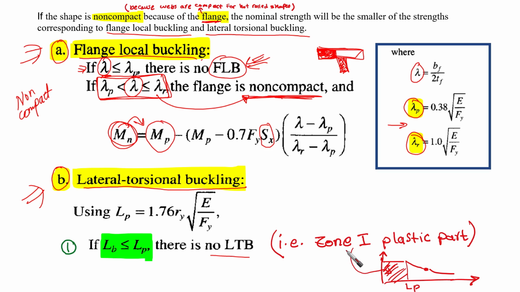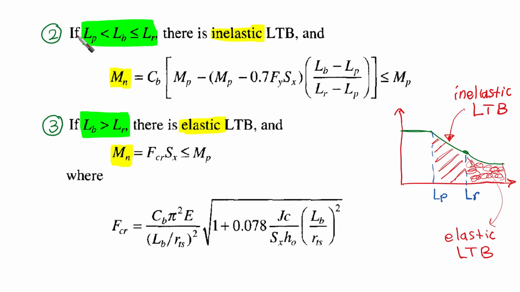This means that we are in zone 1, the plastic part. Do you remember? The braced length is less than or equal to the plastic limit. So we are here, no lateral torsional buckling, and we should not worry about this. And case number 2, where LB is between LP and LR, means that we are in the inelastic lateral torsional buckling.